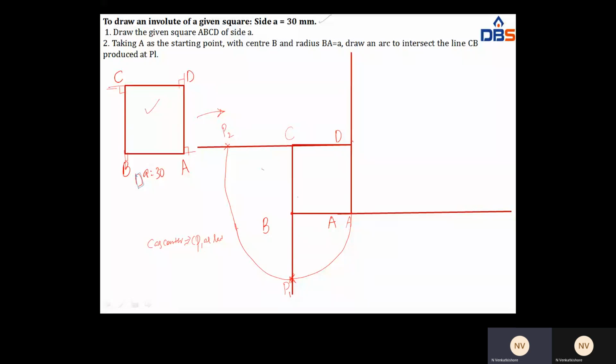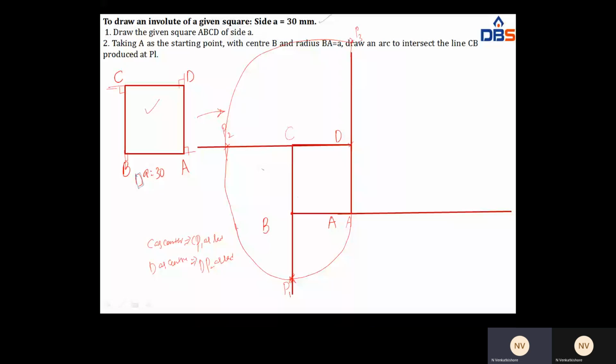So from D as a center, D's previous point is C, but the newly arrived point is P2. So from D, P2 distance. D as a center, DP2 as radius, draw the arc. The point is P3.